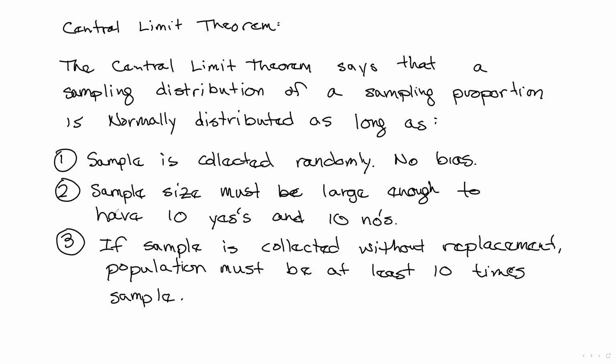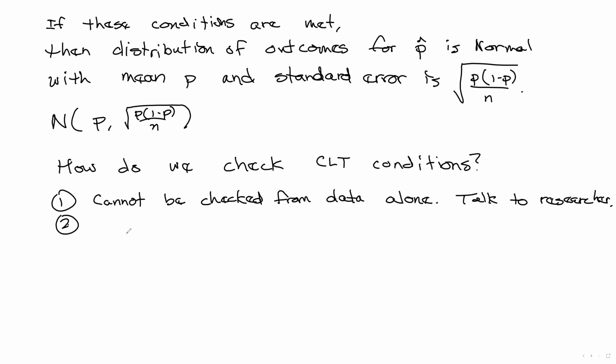Okay, and then the second one, what's the second one here? Sample size must have 10 yeses and 10 nos. All right, so to check on this, you take the size of the sample and multiply by the probability of a yes, and that needs to be at least 10. And you take the size of the sample and multiply by 1 minus the probability, that needs to be at least 10. When you multiply size times probability, that gives you the number of yeses. If you take size and multiply by 1 minus the probability, that's going to give you the number of nos, and we need that to also be at least 10.